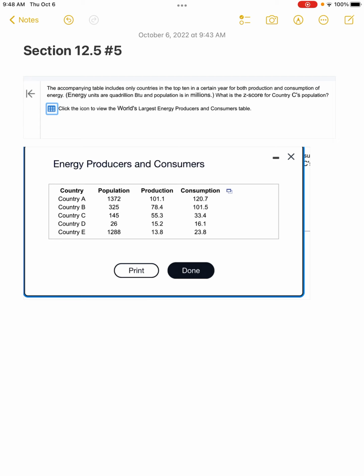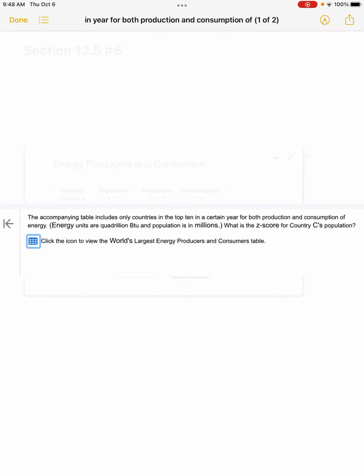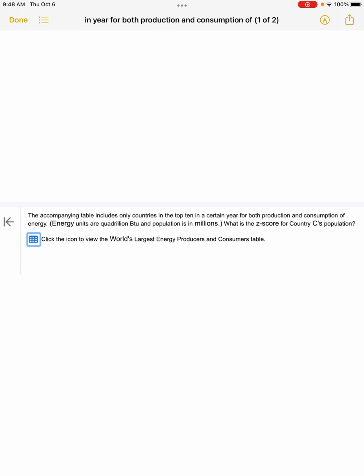So I've copied the question and the table that appear in the homework. You may not have the exact question in terms of what it's specifically asking for, but it'll be very, very similar. If we read the problem, the accompanying table includes only countries in the top 10 in a certain year for both production and consumption of energy. Then it speaks about what units it's using. What is the z-score for country C's population? We need to be focused only on population.